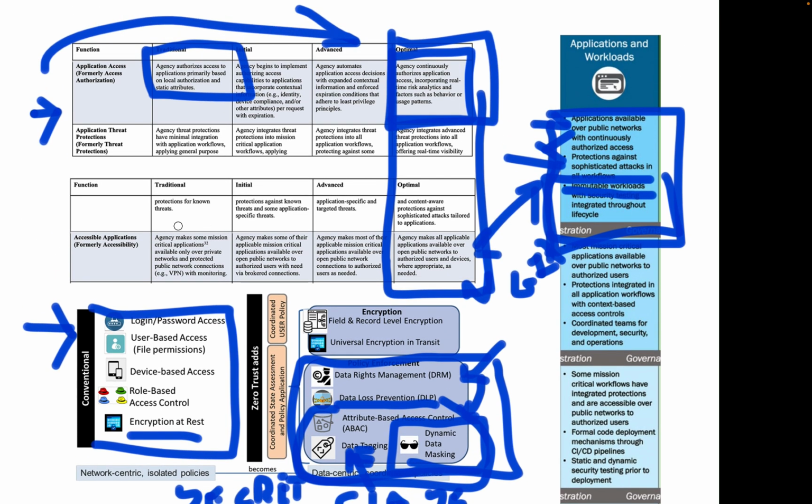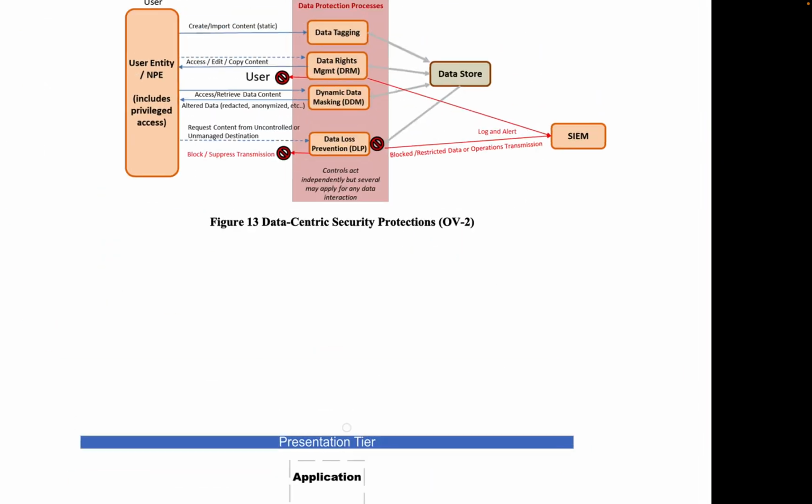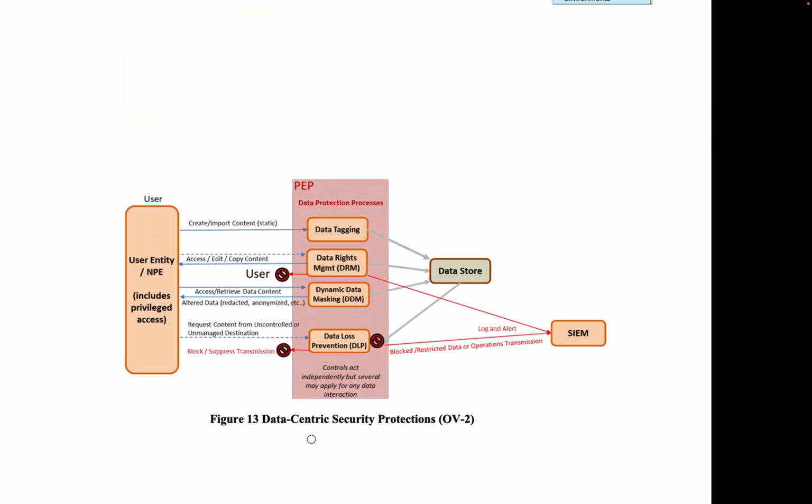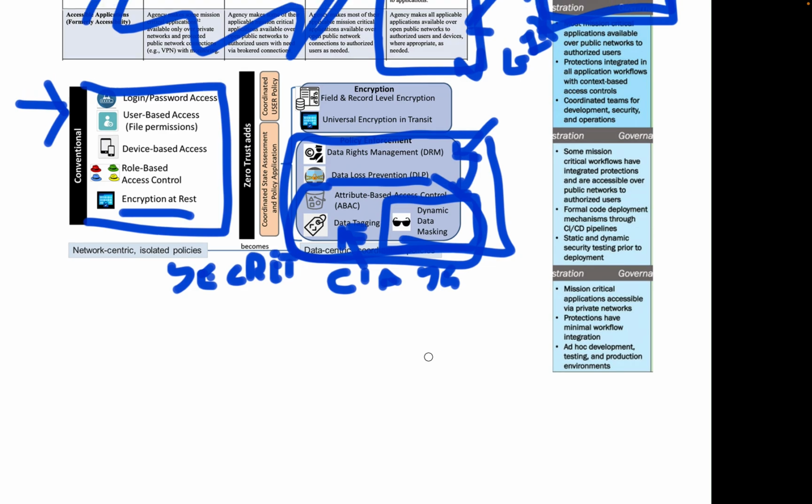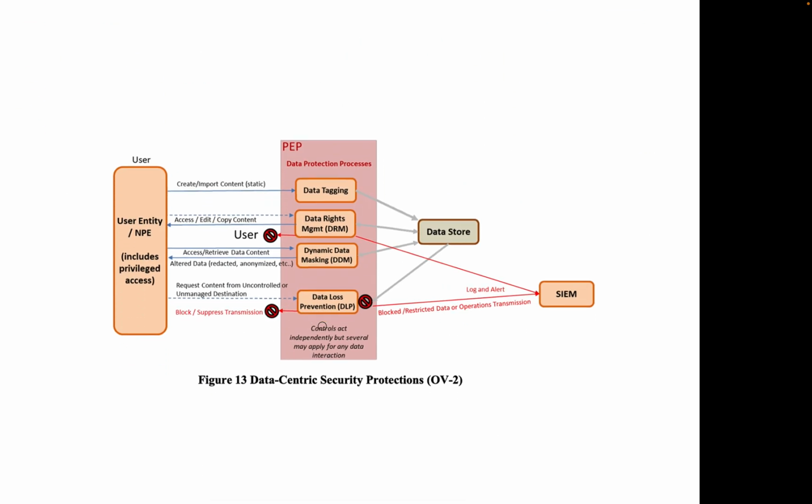So now that we've fully drawn all over this, let's look at a data-centric protection. This is an operational view 2. So this was your OV1. This is your OV2. This goes just a little bit deeper on how the pieces are constructed, right? You have your dynamic data masking, your DLP policies. Everything's going to go back to your SIEM. And of course, your data tagging, your data rights management based on users.